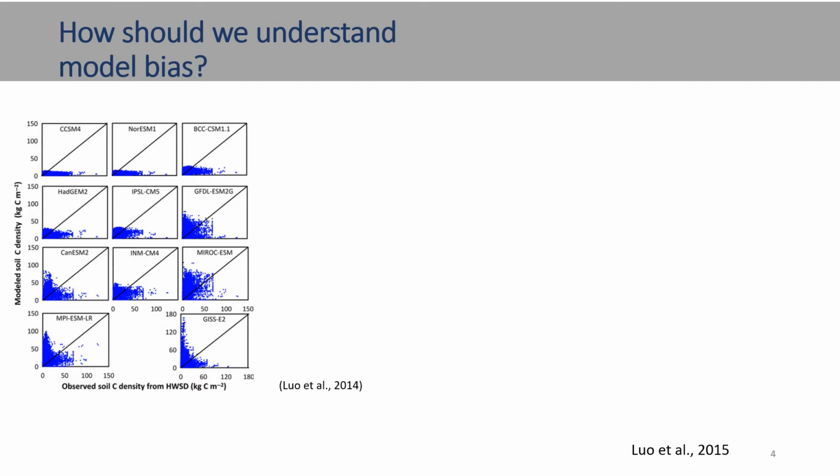Here is an example of how models simulate soil carbon differently. This is a spatial comparison of soil carbon density between simplified models and the HWSD dataset. The predictions are actually very poor, and this can be seen in all models. How should we understand these model differences and biases?